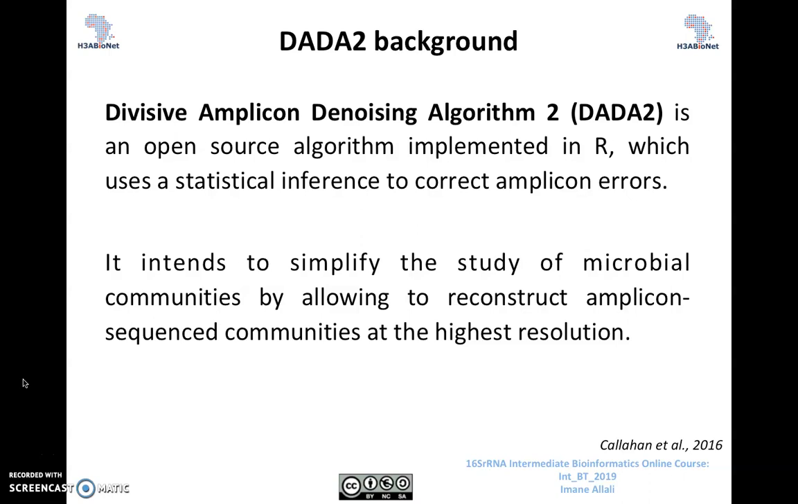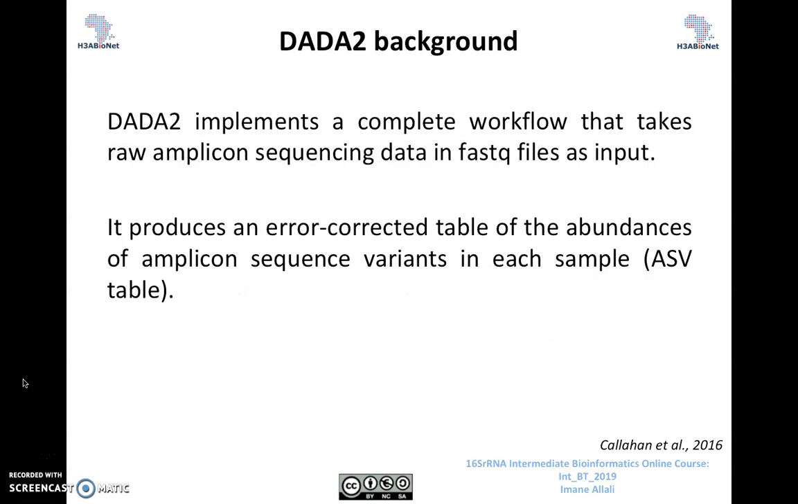It attempts to simplify the study of microbial communities by allowing you to reconstruct amplicon sequenced communities at the highest resolution. DADA2 implements a complete workflow that takes raw amplicon sequencing data in FASTQ files as inputs. It produces an error-corrected table of the abundance of amplicon sequence variants in each sample that we call the ASV table, which stands for Amplicon Sequence Variant Table.